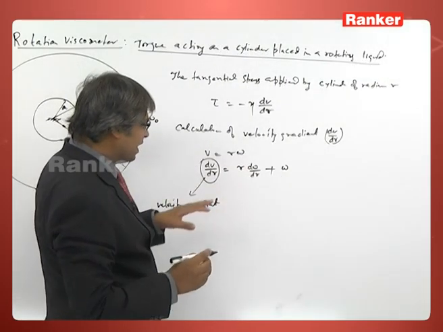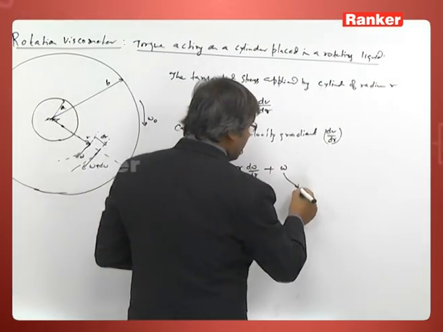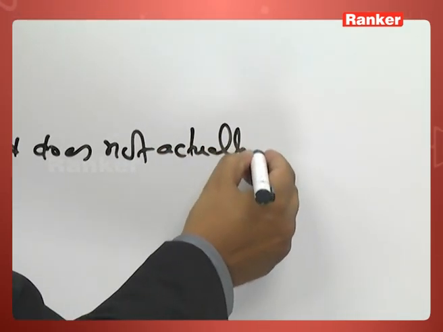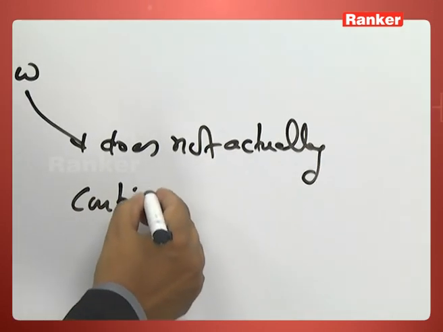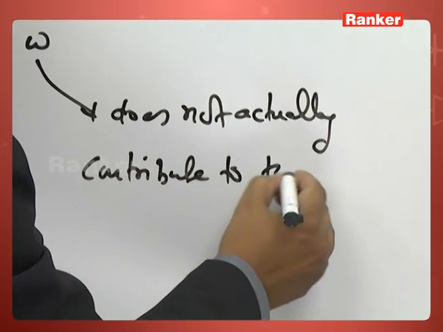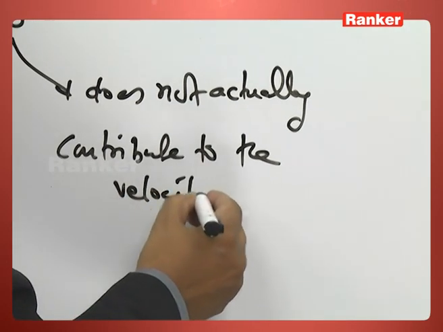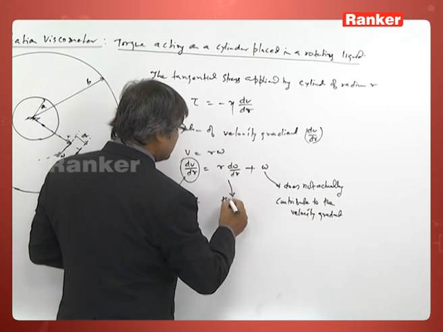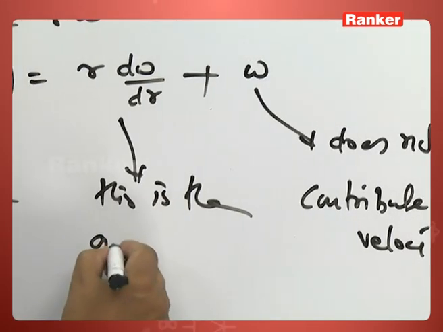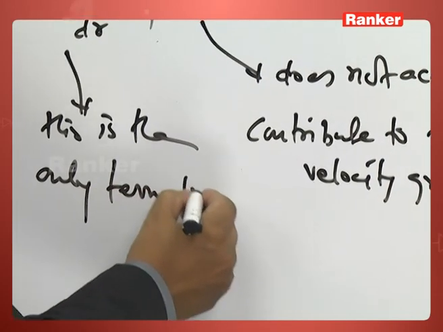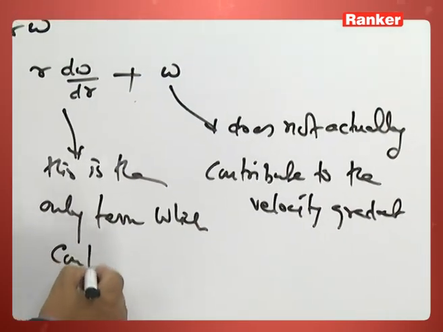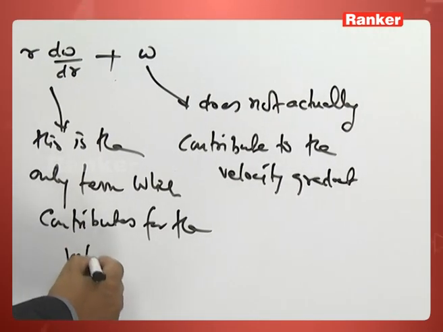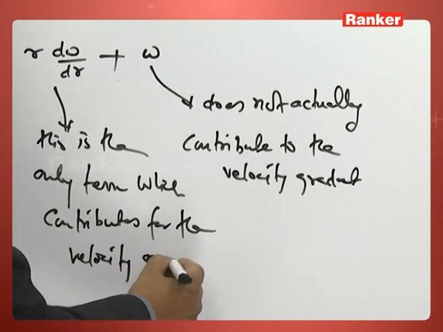Now what I mean to say is that this omega does not actually contribute to the velocity gradient. Only this is the only term which contributes for the velocity gradient. Let us see why.